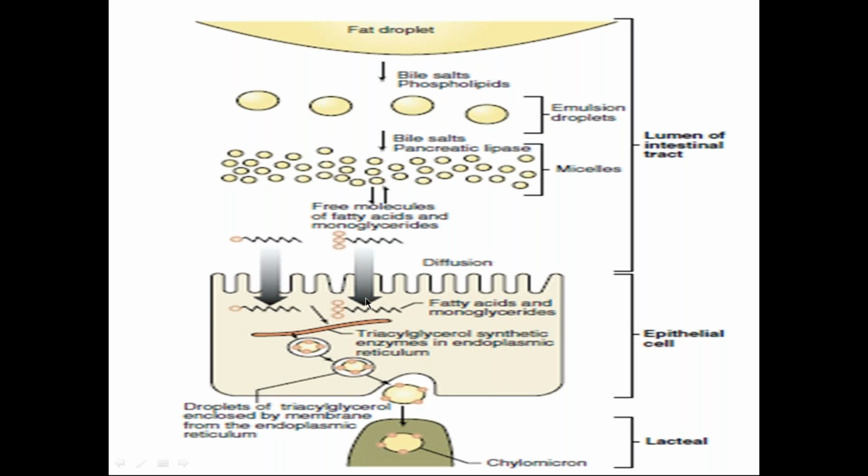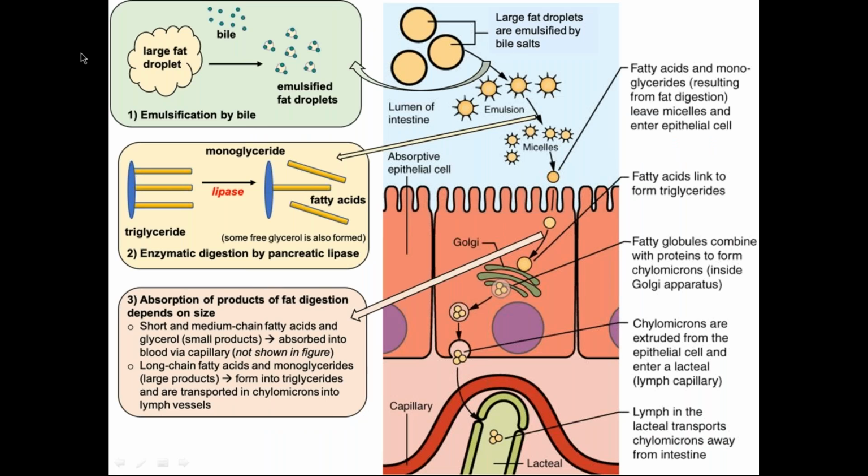In the enterocyte, less than 10 to 12 carbon atoms would be absorbed into the general circulation, whereas more than 10 to 12 would be re-esterified, and once they are re-esterified, they will be coated with the proteins, form chylomicrons, which will enter into the lymphatic circulation by the process of exocytosis. Right? So, large fat droplet emulsification occurs in the presence of bile, which contains bile salts. It forms emulsified fat droplets.